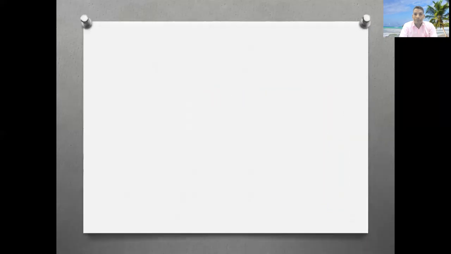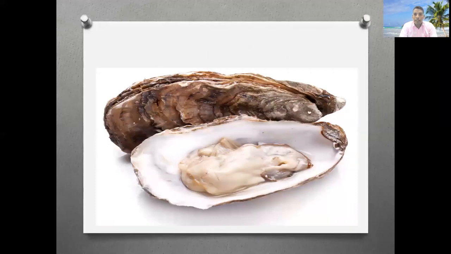Okay. Next, what animal is this? This is seafood. In Thailand, people eat it also. When we go to the market, we have to see many types of this. This is the oyster, O-Y-S-T-E-R, oyster. People like to eat this seafood.